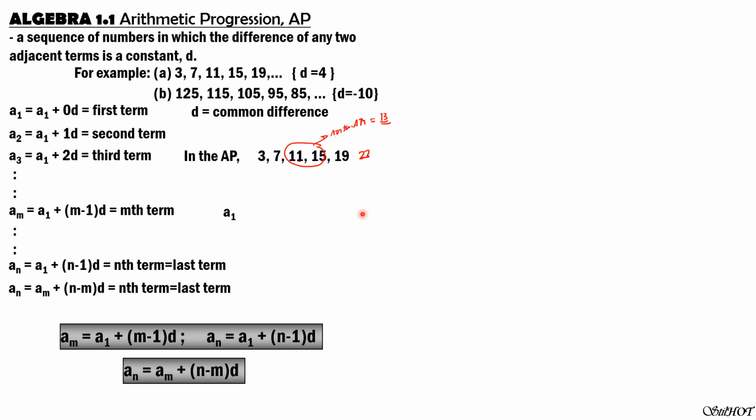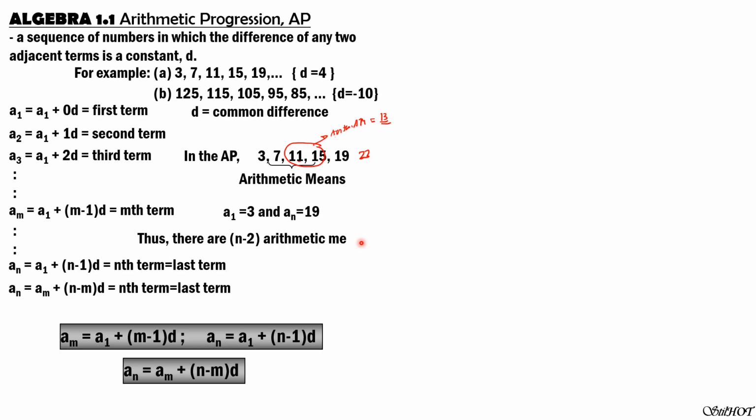So in this case, the first term is 3 and the last term is 19 if we stop at 19. Thus there are n minus 2 arithmetic means in general. So if we start at 3 and end at 19, the common difference is 4, and 7, 11, and 15 are arithmetic means, and there are 3 of them. So 5 minus 2 is equal to 3 arithmetic means.